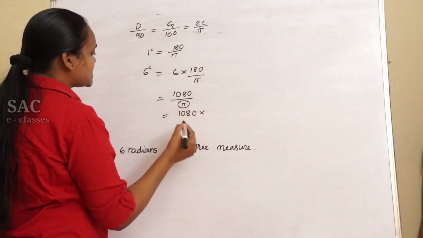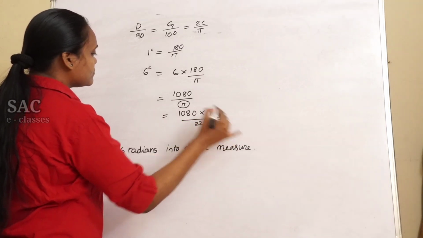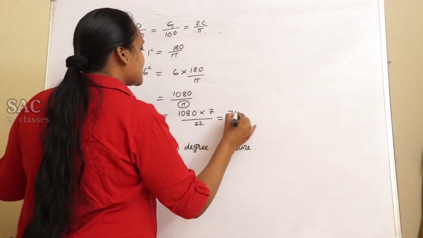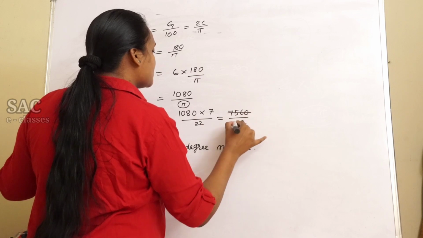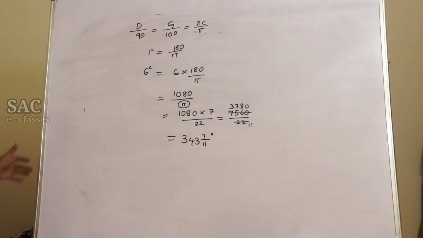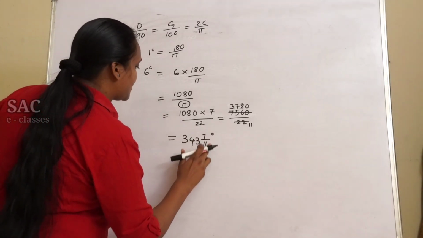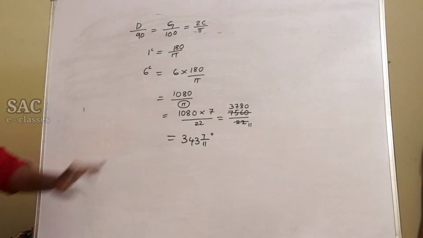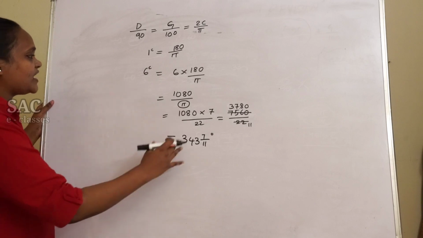Pi, anyhow we know, is 22 by 7 approximately, so 1080 into 7 by 22. 1080 into 7 is 7560 by 22. Still simplifying, 3780 by 11. After simplification I got 343 7 by 11 degrees. Maybe this is the option, okay, you can write. Maybe this is not the option, they are asking you to still simplify the degree.